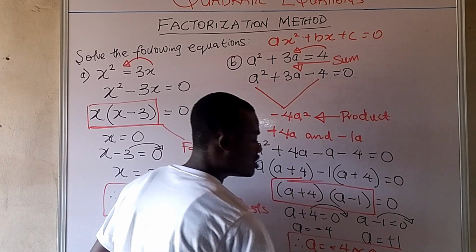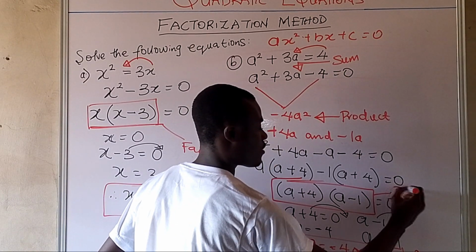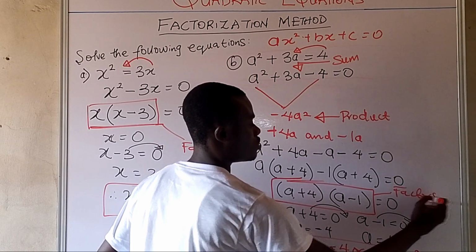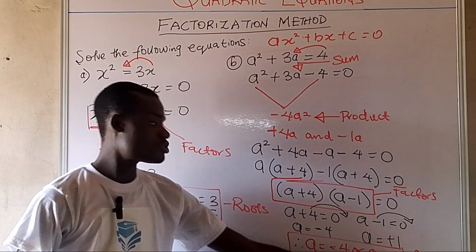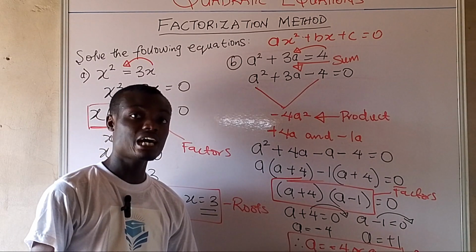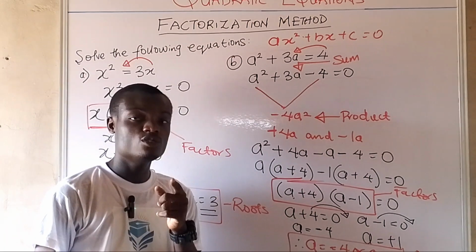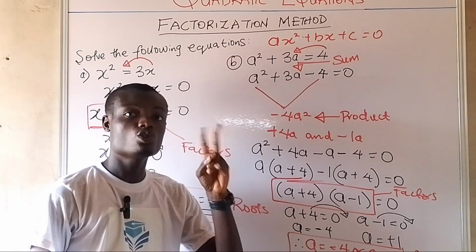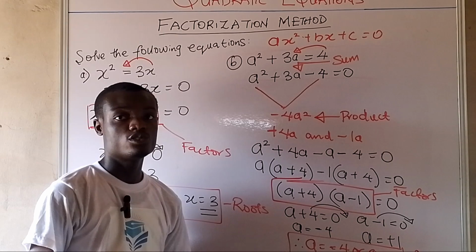So these are the roots of the quadratic equation, while these are the factors of the quadratic equation. So we have the factors as a plus 4 and a minus 1, and then we have the roots as a equals minus 4. So a can be minus 4 or a can be plus 1. Recall that the unknown has 2 values. So that's why we keep getting 2 values for the unknown.